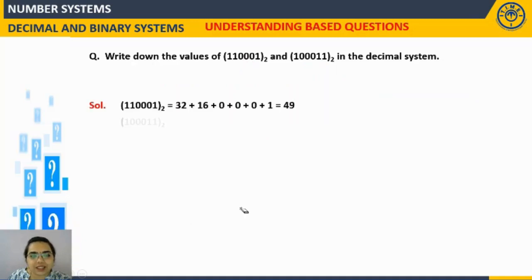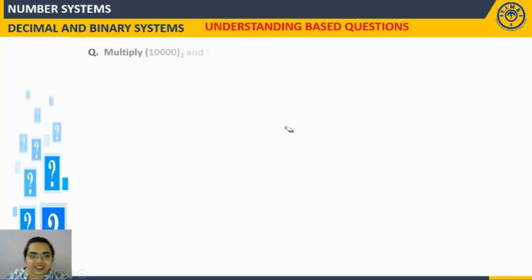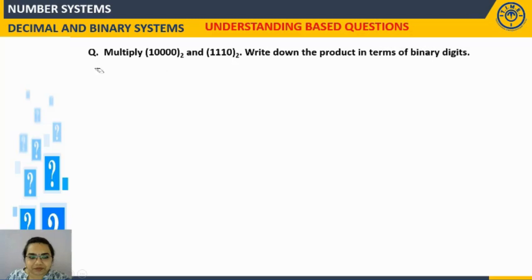Let's have a look at the solution. Yeah, so this is the conversion. 49 and 35 are the required values. I hope this is clear to you. All right, let's see the next question.